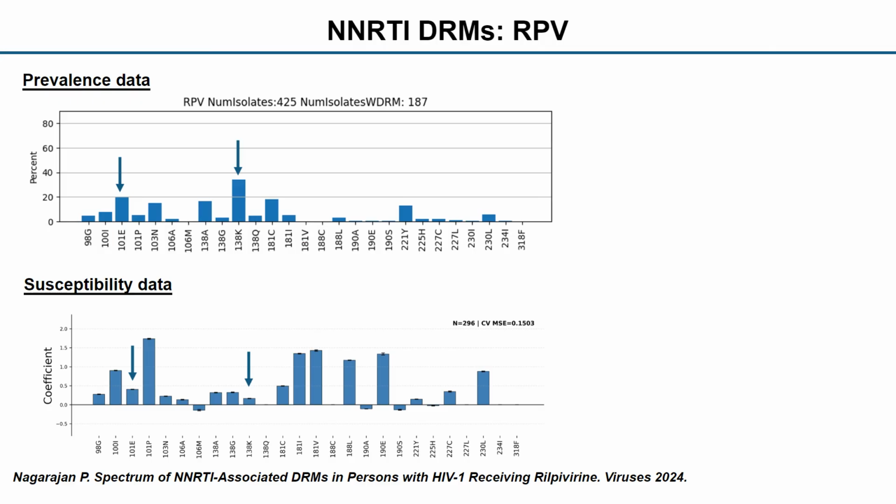I'm now going to move on to the NNRTIs, focusing on rilpivirine and doravirine. Rilpivirine has gained attention because of its long-acting formulation, which is paired with the long-acting formulation of cabotegravir. The top panel shows the most frequent rilpivirine-associated drug resistance mutations in approximately 200 individuals with virological failure and emerging resistance. And the bottom panel shows how these mutations affect rilpivirine susceptibility.